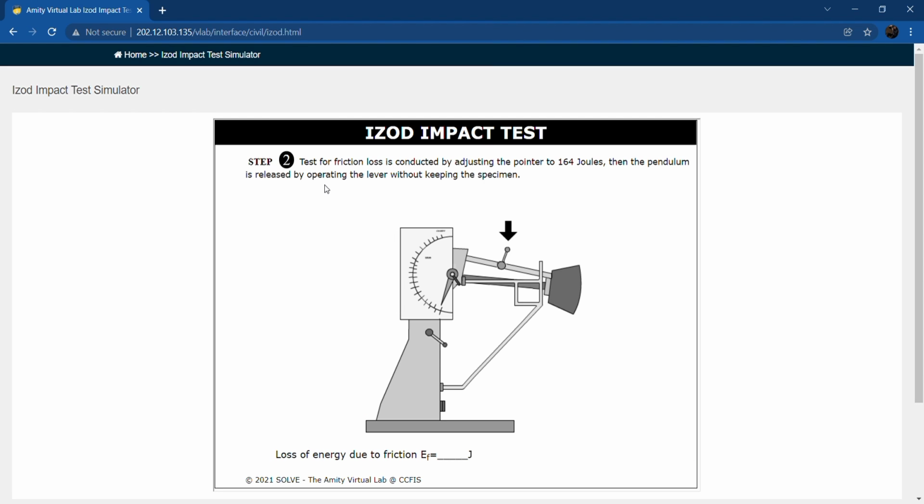Step 2. Test the friction loss of the machine by setting the pointer to 164 joules, and then the pendulum is released by operating the lever, without keeping the specimen. So the loss of energy due to friction that we got is 2 joules.